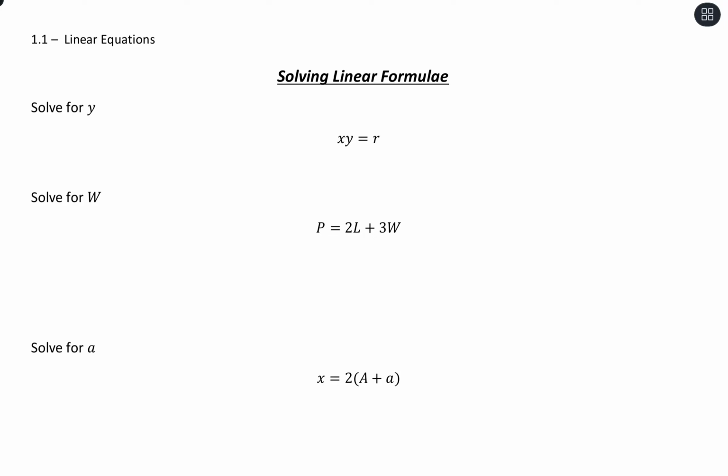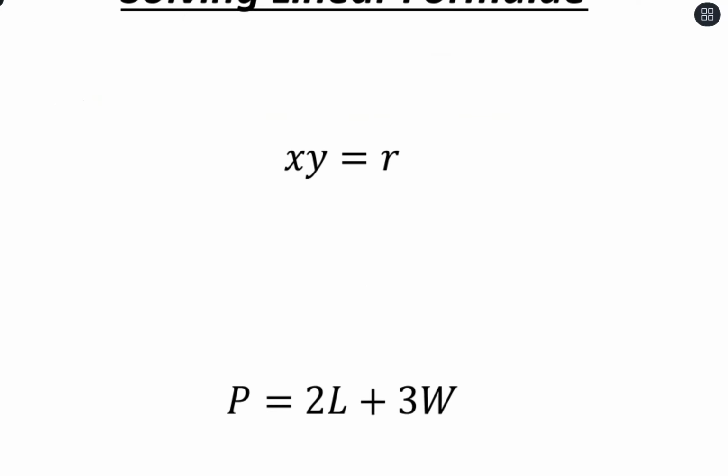What we'll do here is take those steps for solving linear equations and use them to solve for a specific variable. So in each of these cases, we have a formula, and we can solve for different variables within that formula. If we have x times y is equal to r, and they're telling us we want to solve for y, I want to get y alone on one side of the equation.